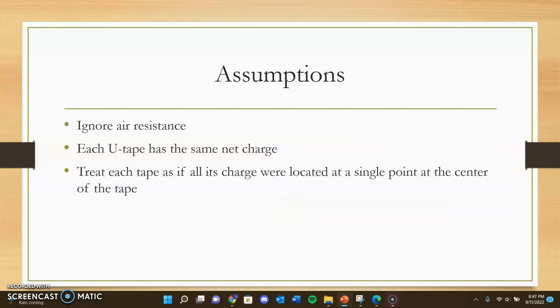For the assumptions, I ignored air resistance, and I also assumed that each upper tape has the same net charge, and that I could treat each tape as if all of its charge were located at a single point at the center of the tape, like a point charge.